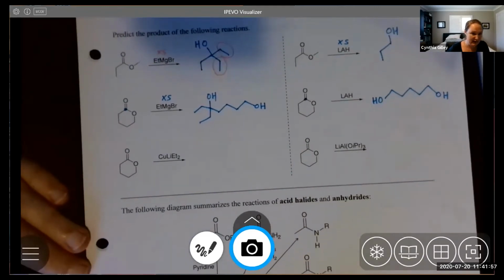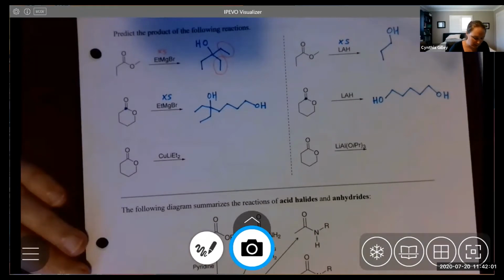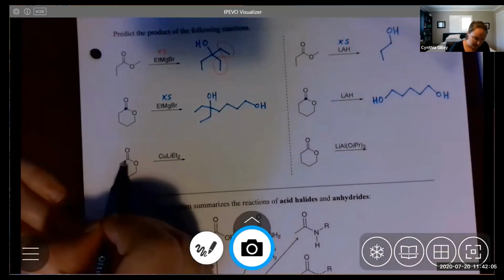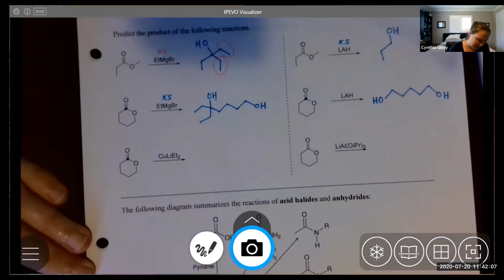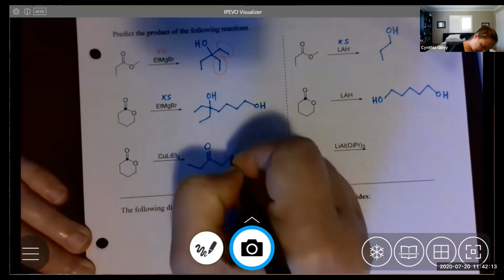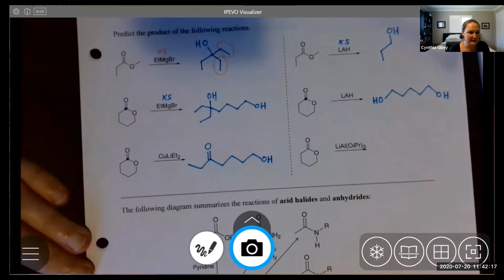And then here now we have the Gilman reagent, right? So we know that it's only going to incorporate 1 ethyl, and we're going to make a ketone here at that carbonyl carbon. So it's going to be an ethyl ketone, and then the 4 methylenes, and then the alcohol. That was a leaving group.